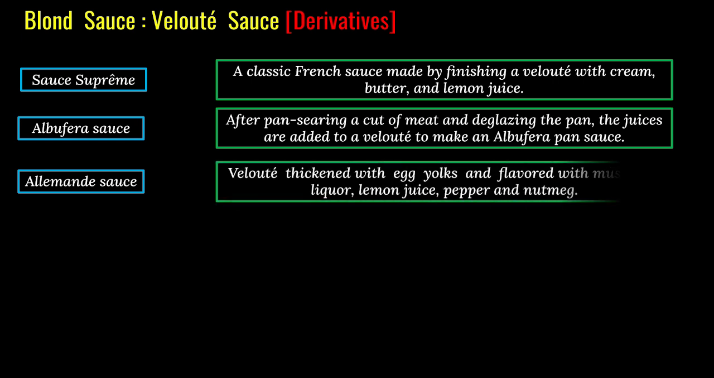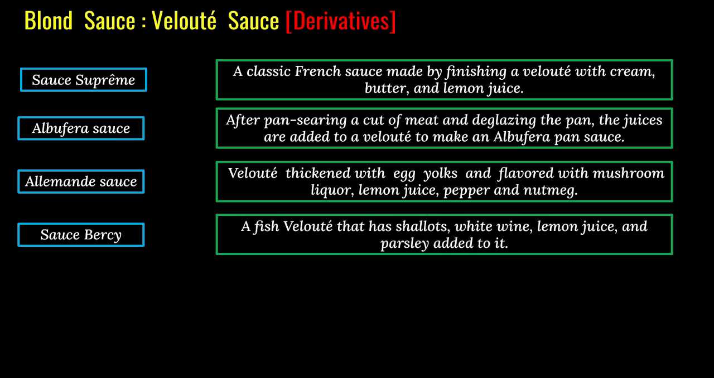Almond sauce is a velouté thickened with egg yolk and flavored with mushroom liquor, lemon juice, pepper and nutmeg. Once you add all these ingredients to a thick velouté, it will be transformed into almond sauce. Sauce bercy is a fish velouté that has shallots, white wine, lemon juice and parsley added to it. That will become sauce bercy.